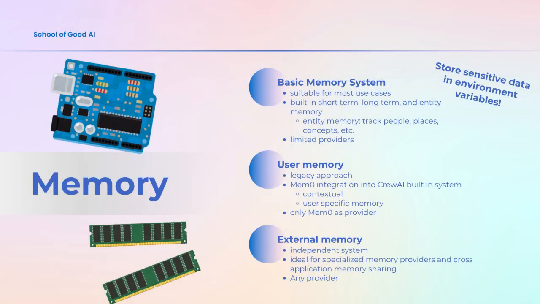To support agents who rely on context to understand ongoing interactions, CrewAI uses different types of memory systems. Basic memory includes built-in short-term, long-term, and entity memory. It is suitable for most use cases, and we recommend using this approach for your project.